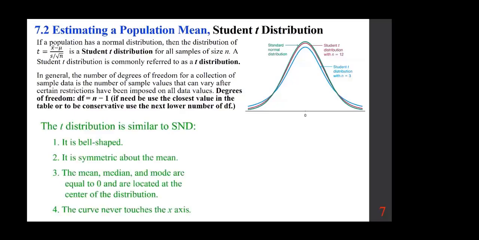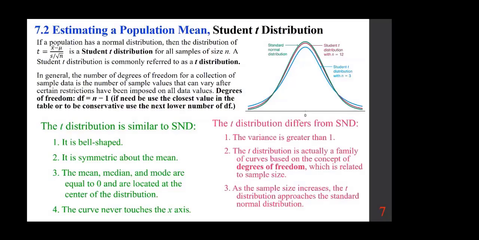The t-distribution is similar to SND. It is bell-shaped, it is symmetric about the mean. The mean, median, and mode are equal to 0 and are located at the center of the distribution. The curve never touches the x-axis. It's very close to Z. It's bell-shaped and it's symmetric around mu, the mean and median and the mode occur at the same point, namely 0.